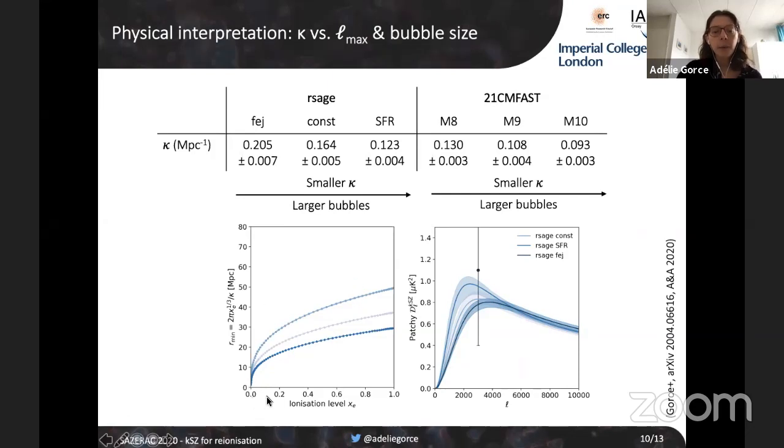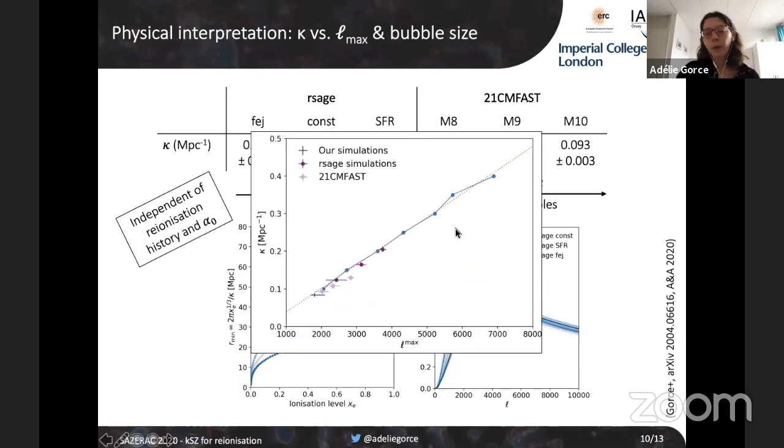And that's true at any point during the reionization history. This is also always related to a bumping scale, a multipole where your power is maximum, being the smallest one, so larger scale, so smallest multipole. And actually you find a very nice correlation between the 2 parameters that is valid for any simulation, any reionization history, and any value of alpha naught, which means that if you measure the spectrum from data, then you can directly infer the value of kappa, which is in turn related to the bubble size, and so to properties of early galaxies, such as ionization efficiency, etc.